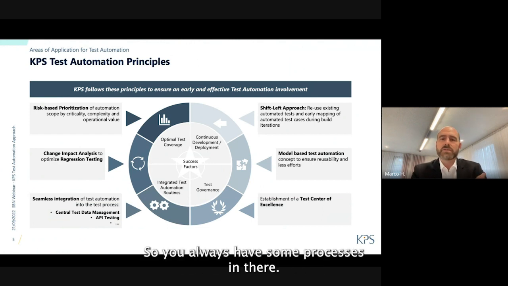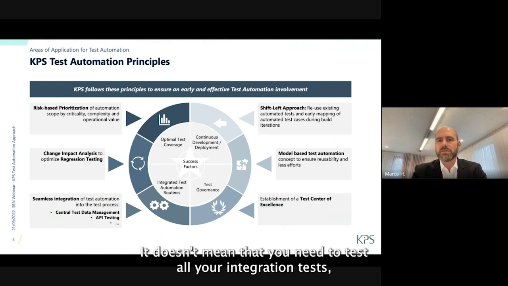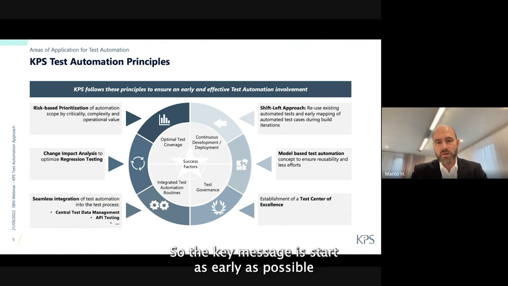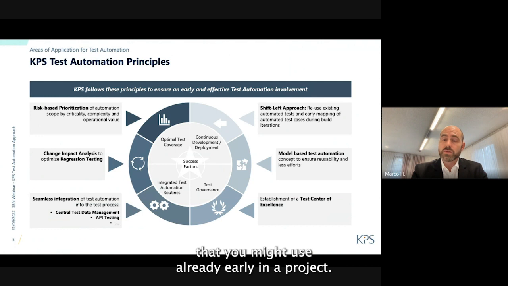You always have some processes in there. You can start early with test automation. It doesn't mean that you need to automate all your integration tests, but you can use accelerators, for example. So the key message is to start as early as possible and evaluate the processes and functionalities that you might already use early in a project.